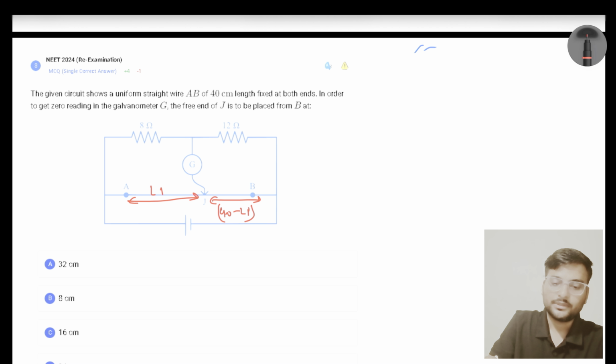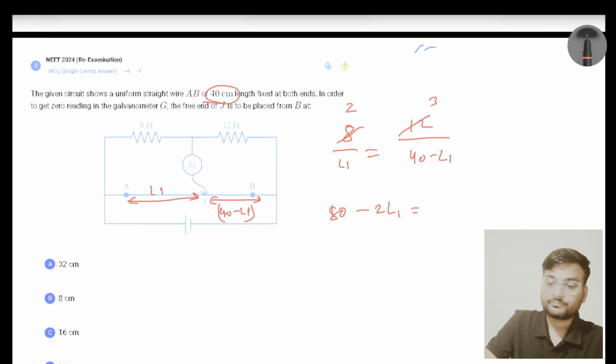How do I know this? Because the length is given to you, only 40. So we are taking the formula, that is 4 by L1, 8 by L1, this ratio, and that is 2L by 40 minus L1. So from this equation we can say, divide by 4, this will be 2 by 3. So this is 80 minus 2L1 equal to 3L1. So when both are added, what will be the value of L1, children, that is 80 by 5. So this comes to 16.